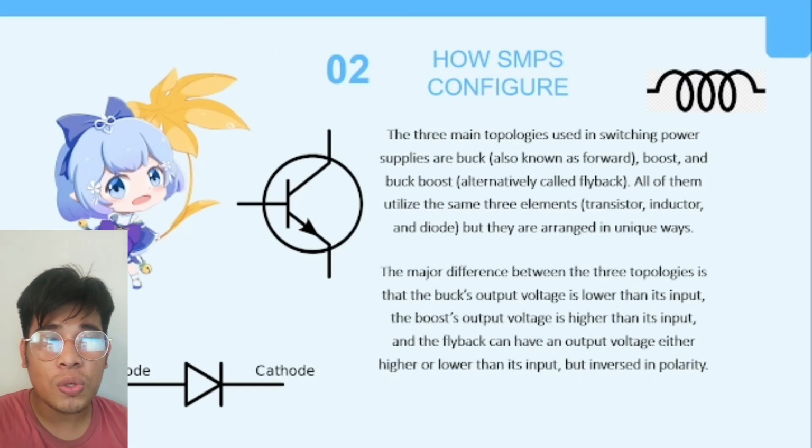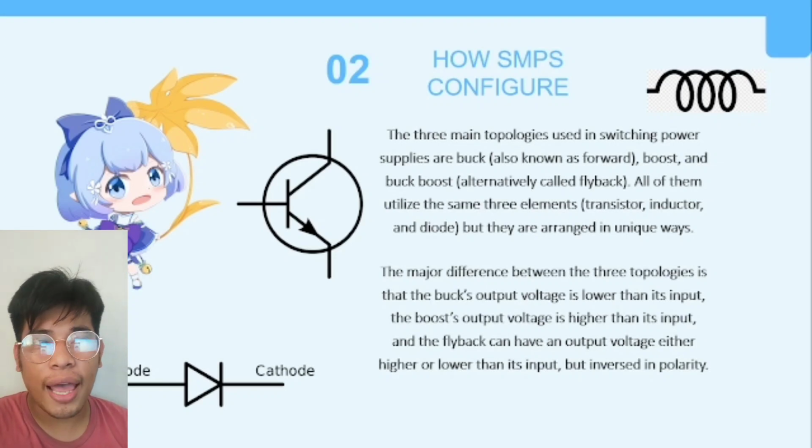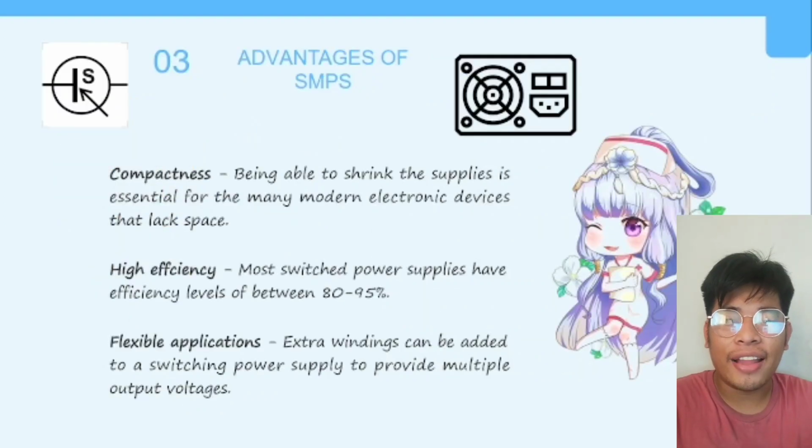The three main topologies used in switching power supplies are buck, also known as forward, boost, and buck-boost, alternatively called flyback. All of them utilize the same three elements: transistor, inductor, and diode, but they are arranged in unique ways. And lastly, the advantages of SMPS.